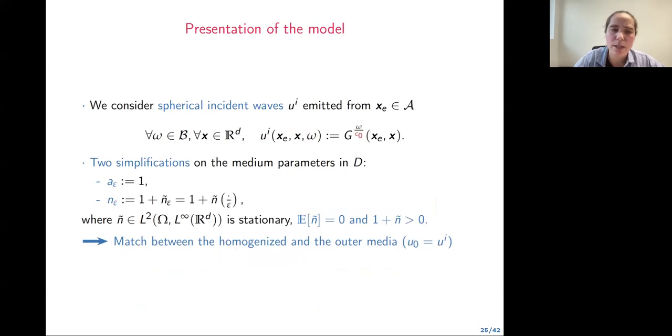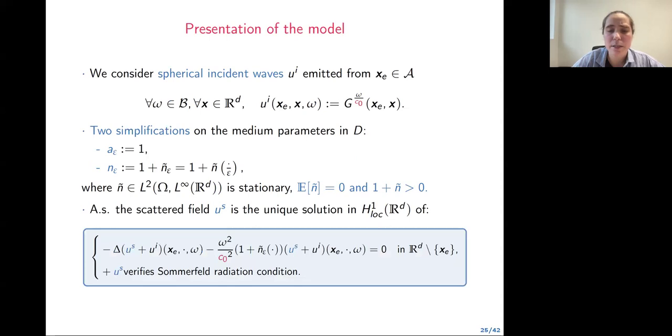The second simplification is we suppose N epsilon can be written as 1 plus N tilde epsilon, where N tilde is stationary, like before, and the expected value of N tilde is 0. What does it mean? It means that we match the homogeneous medium and the outer media. So when we compute the homogeneous problem, it's just the incident field.